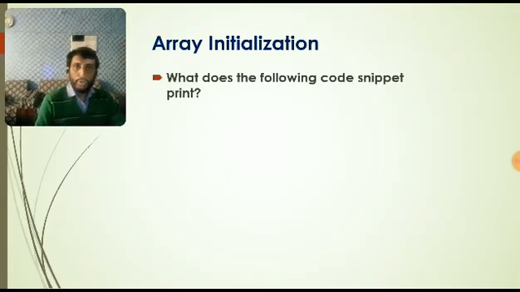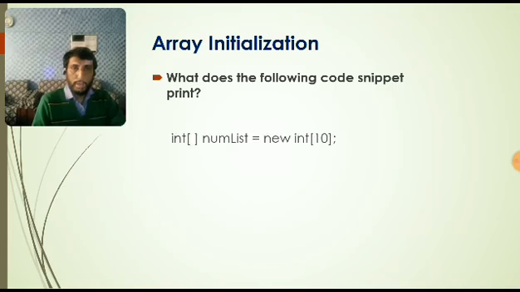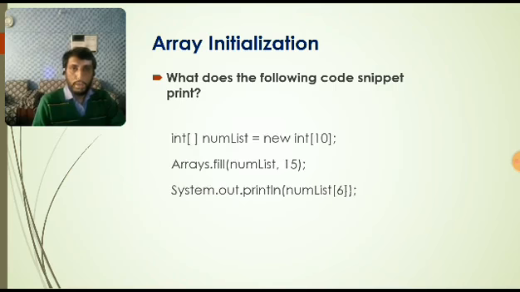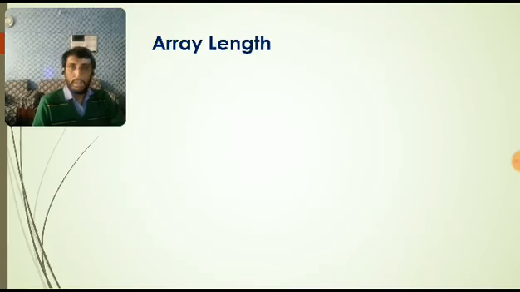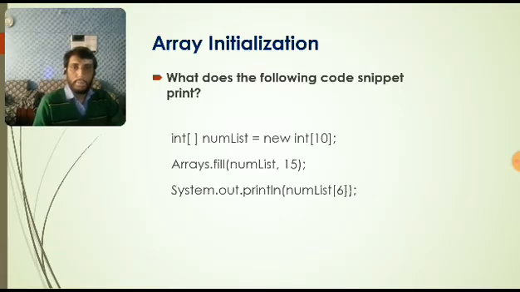What does the following code snippet print? numList = new int[10], Arrays.fill numList 15, and then look at this code and see what this code snippet will be printing.